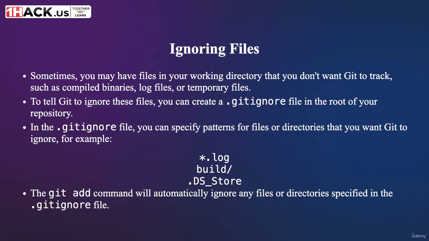Another important aspect of using git add is the ability to ignore certain files or directories that you don't want Git to track. This is particularly useful for things like compiled binaries, log files, or temporary files that are generated during the development process. To tell Git to ignore these files, you can create a .gitignore file in the root of your repository. In this file, you can specify patterns for files or directories that you want Git to ignore. For example, *.log, build/, .DS_Store. This will tell Git to ignore any files with the .log extension, the build directory, and the .DS_Store file, which is a macOS-specific file.